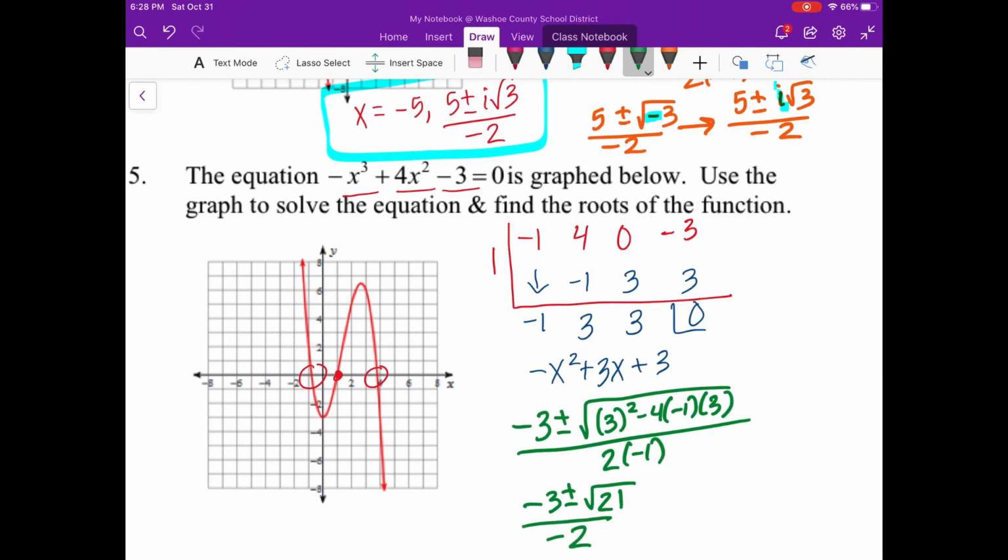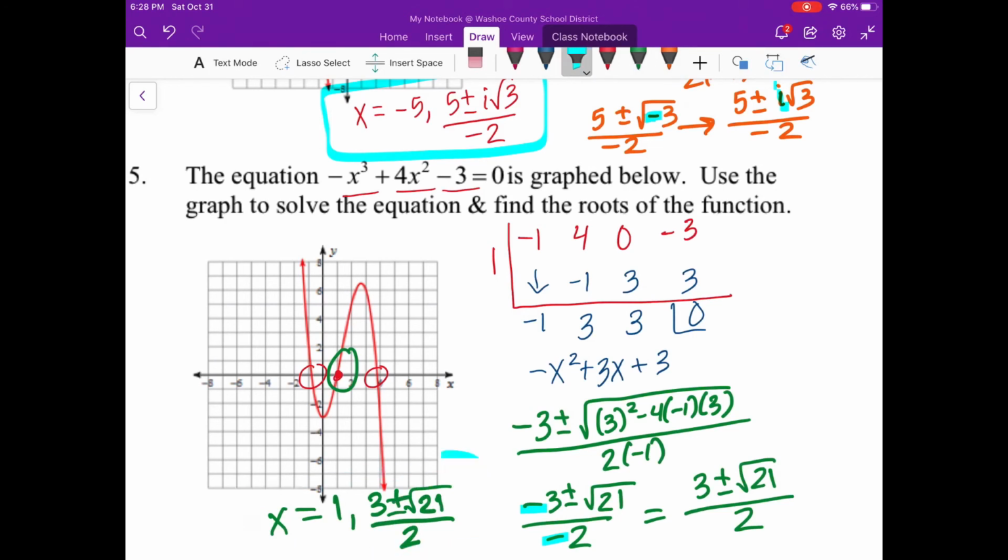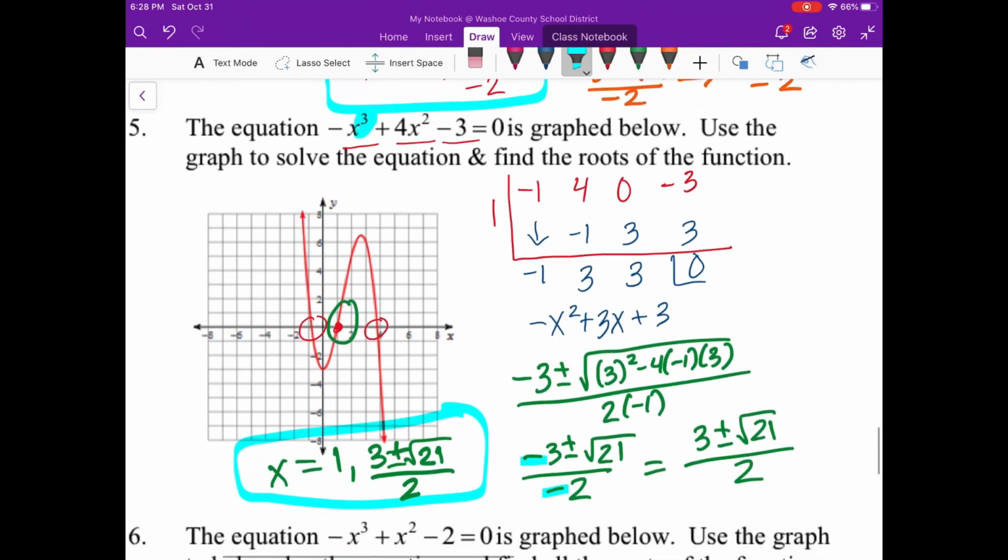So try to break down the radical 21. Simplify any negatives if you can. Remember that plus or minus takes care of the negatives there. So this would simplify to 3 plus or minus square root of 21 over 2. So my final answer, I can't forget about my original +1, and then my simplified quadratic formula answer. So this would be my final answer for number 5. Okay, 3 solutions, again, because of that highest exponent, this is a cubic.